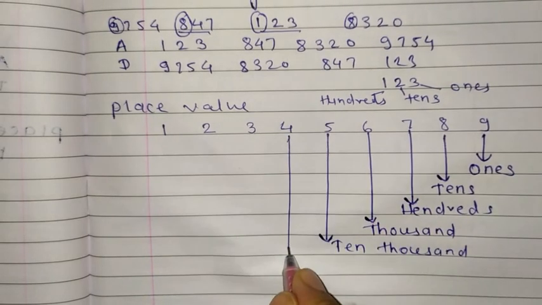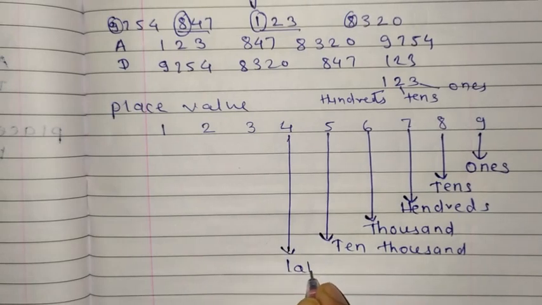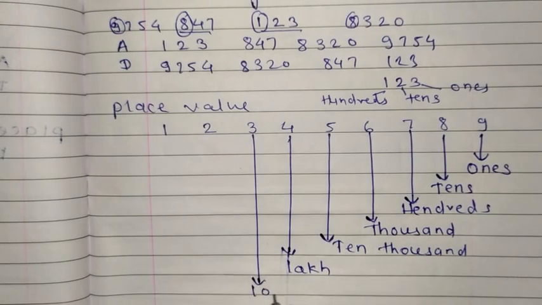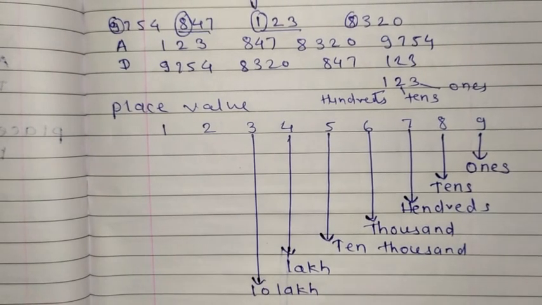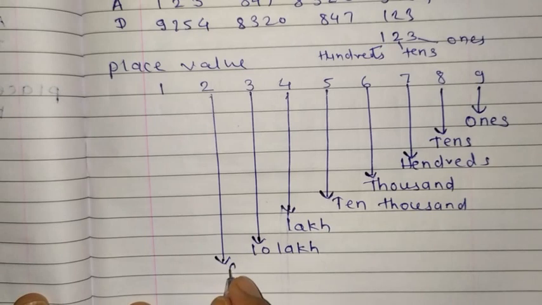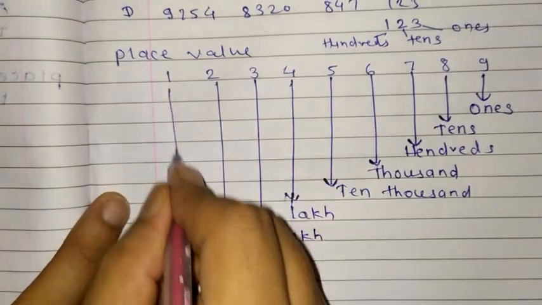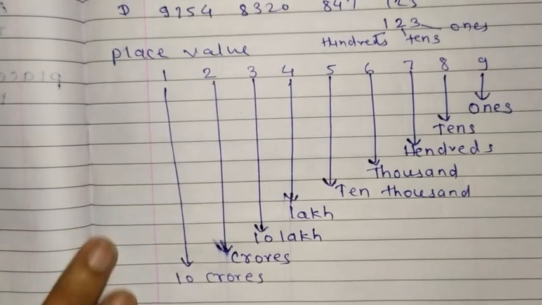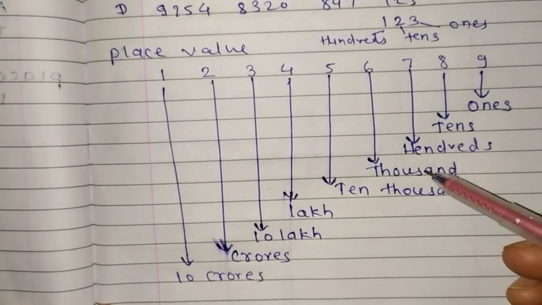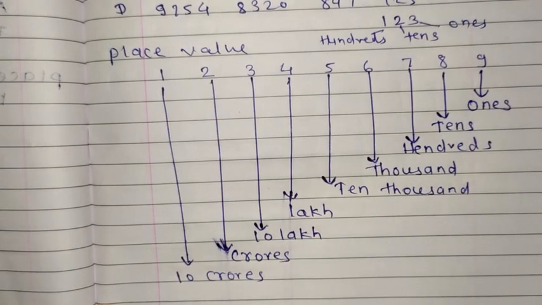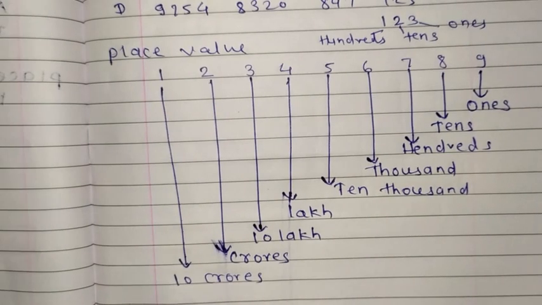Then after 10,000, lakh. Then after lakh, 10 lakh. Got it? And after lakh, crores. Then after crores, 10 crore. So in this way we follow that. Once again, you see ones, tens, 100, 1000, 10,000, lakh, 10 lakh, crore, 10 crore. You should keep this in your mind. It will help you in solving the exercise.